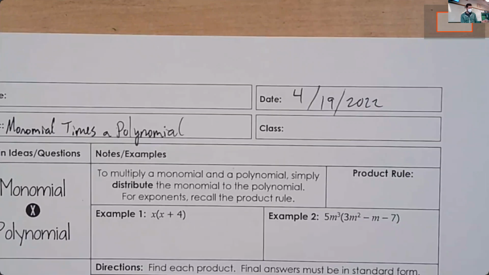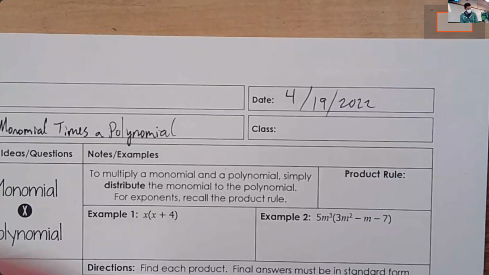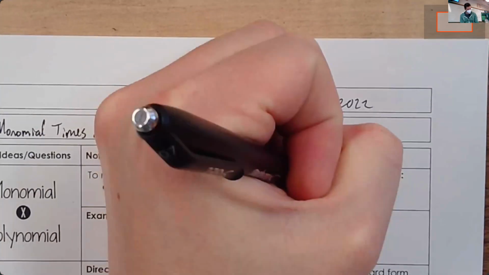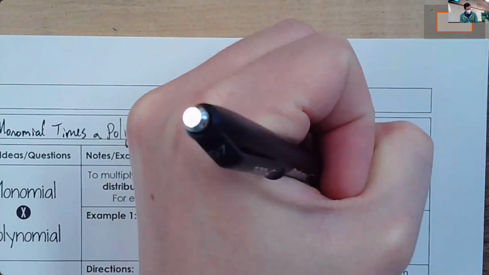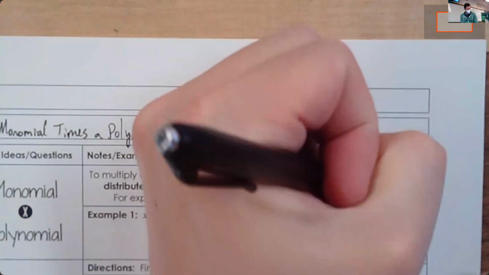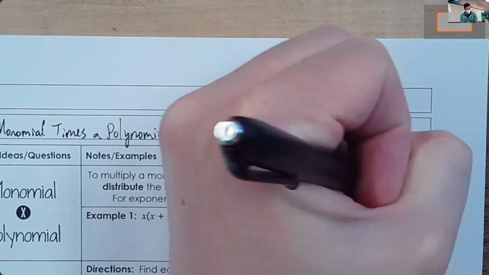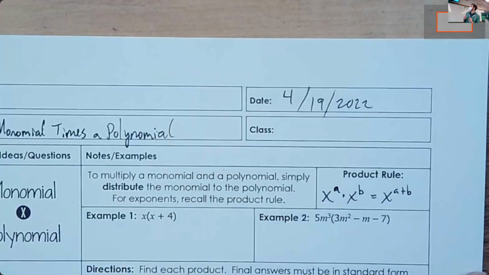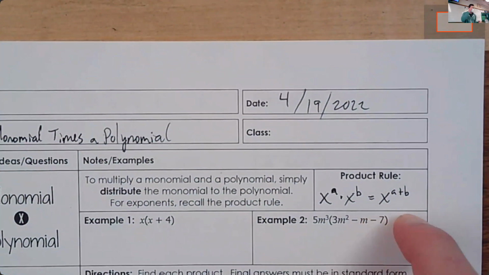And the product rule says that if you have two values that have the same base value or the same variable, then you add the exponents together. So that'd be x to the a plus b. And this is what we just used actually on our tests on Friday.